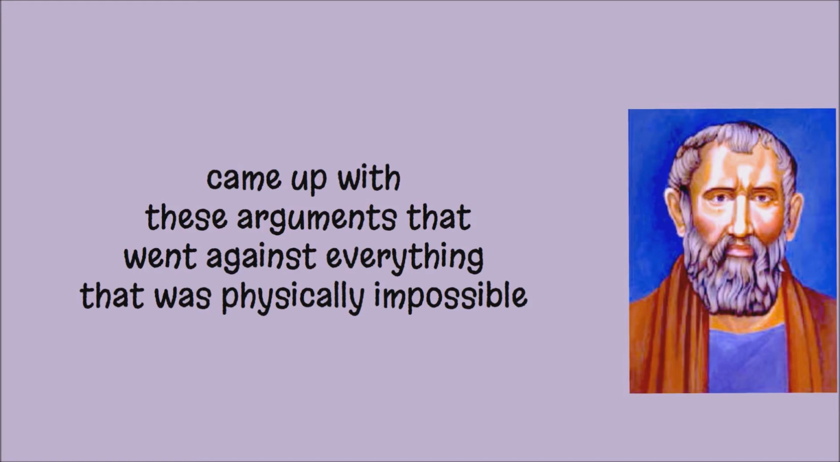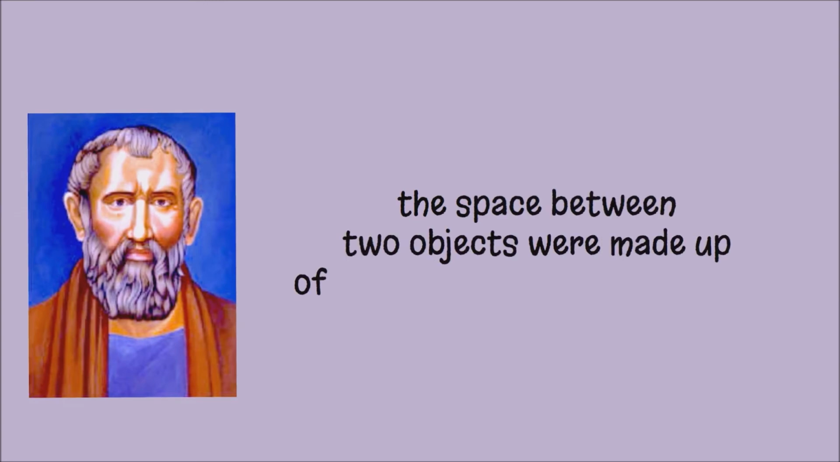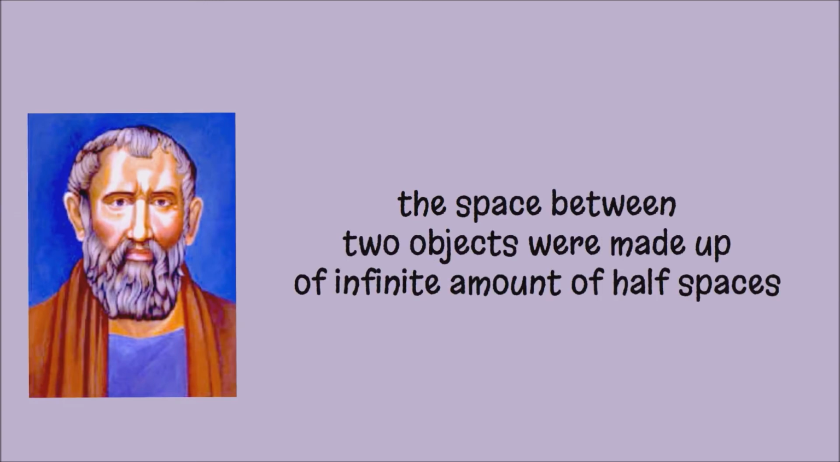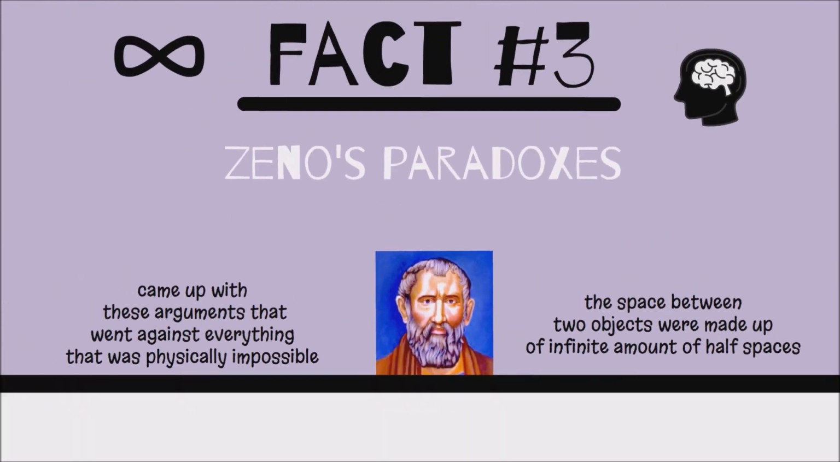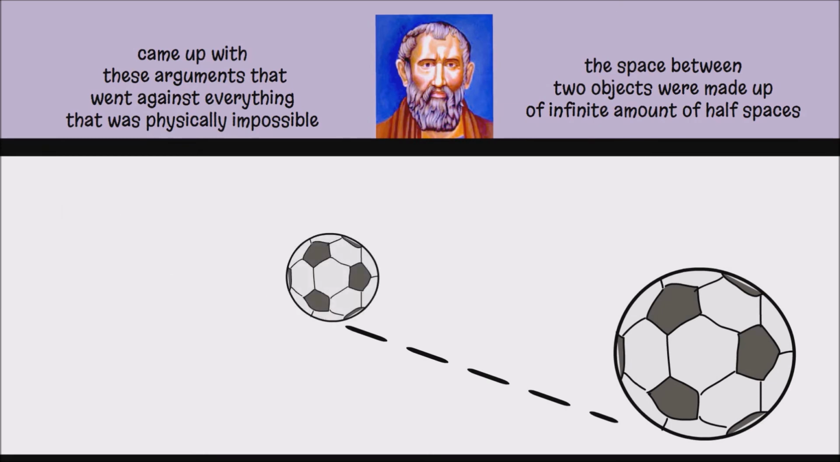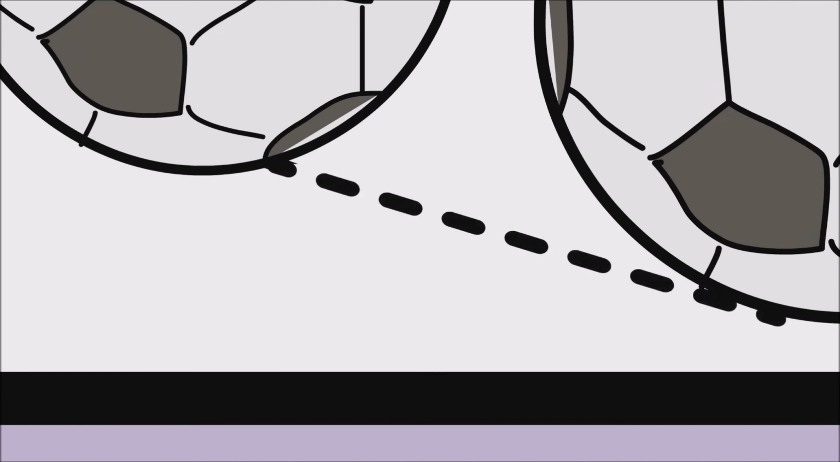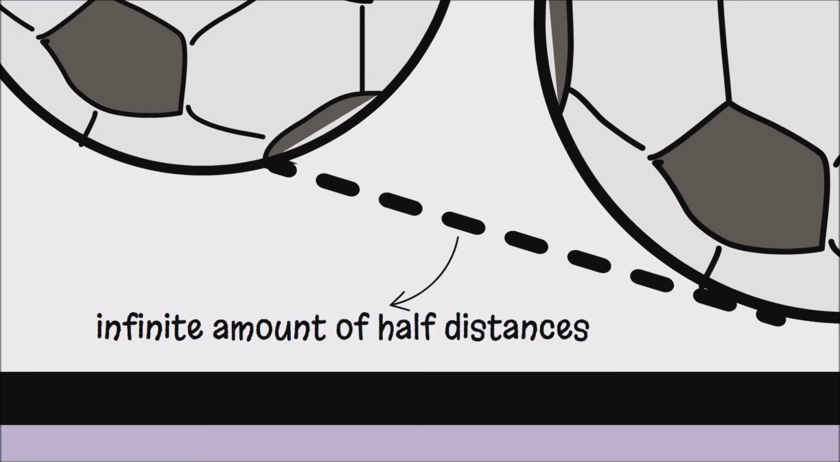His whole argument was based on the fact that the space between two objects were made up of infinite amount of half spaces. So imagine if a ball was here and another ball was rolling towards it, then it would first have to roll half of the distance, then it would have to roll half of the first half distance, and then half of that distance. And from that point, there are so many half distances that the ball would have to cover, an infinite amount, that it should never be possible for the balls to ever touch.